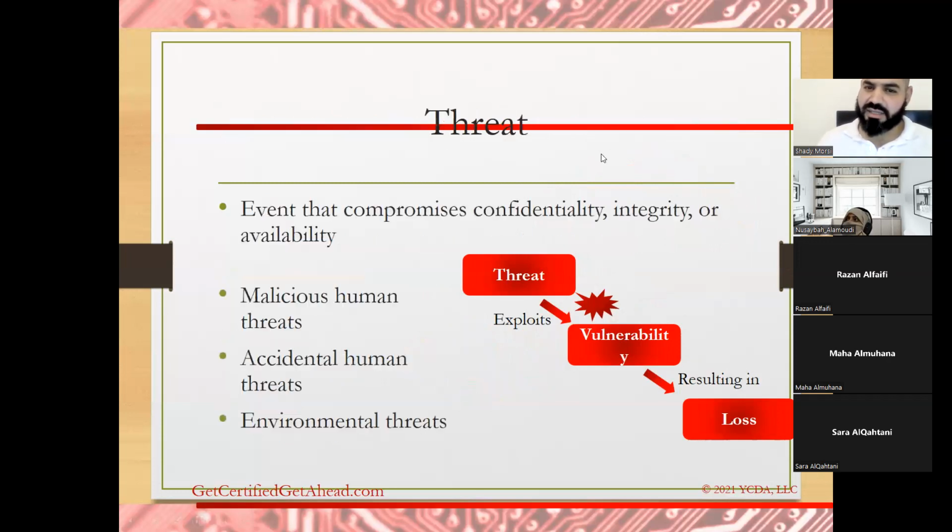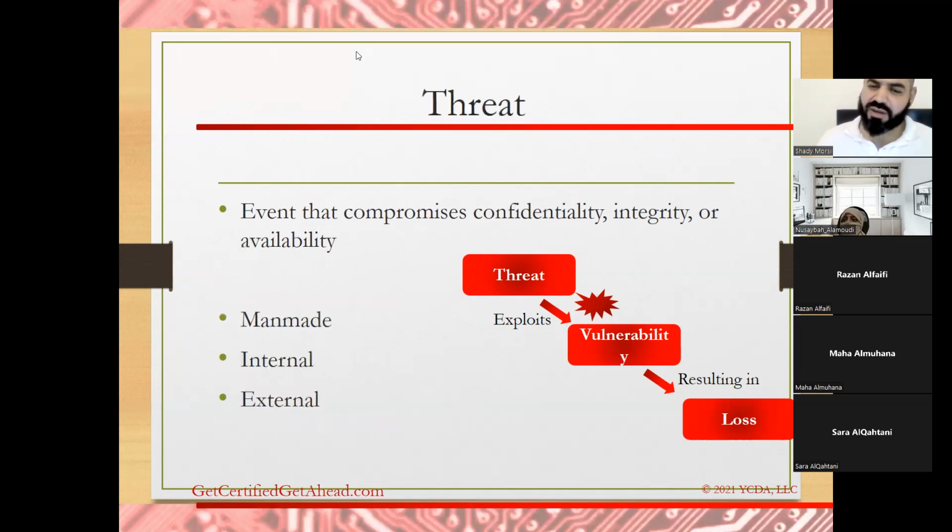And here, guys, this is the definition of a threat: an event that compromises confidentiality, integrity, or availability. It could be a malicious human, an accidental human, or environmental threats, like I have mentioned, natural threats like an earthquake or fire or whatever. It can be man-made, or it can be internal or external. We have already talked about this stuff.